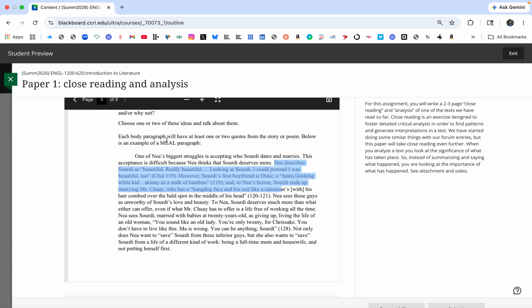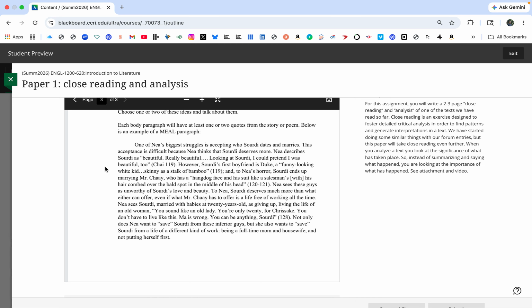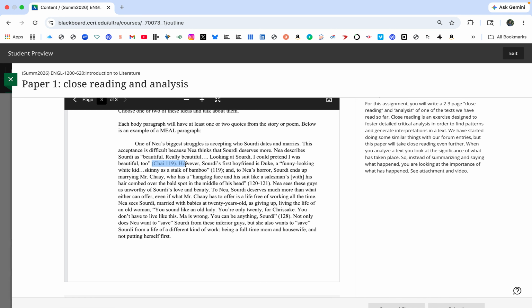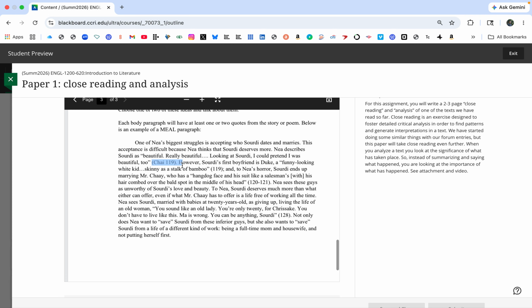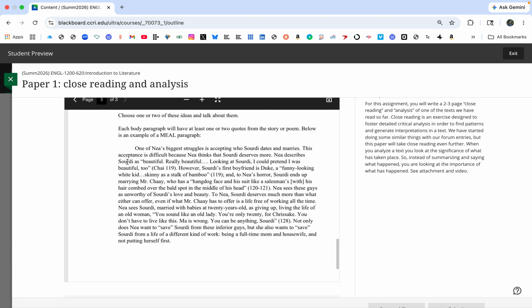The quote is the evidence, and you always want to lead into the quote. You never want the quote to stand on its own. Nia describes Sortie as, quote, you see my quotation marks here, "beautiful, really beautiful. Looking at Sortie, I could pretend I was beautiful too," end quote. And you need to include the page numbers. All of these stories have page numbers. So you see the quotation marks, parentheses, author's last name, page number. There's no comma in MLA, and the period goes on the outside.